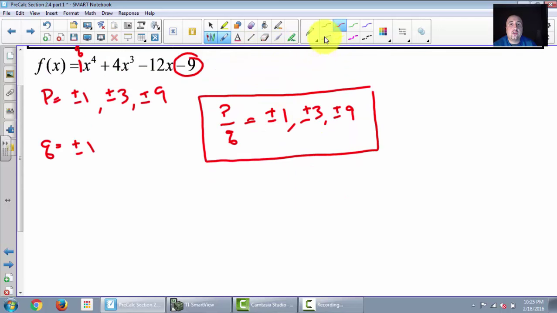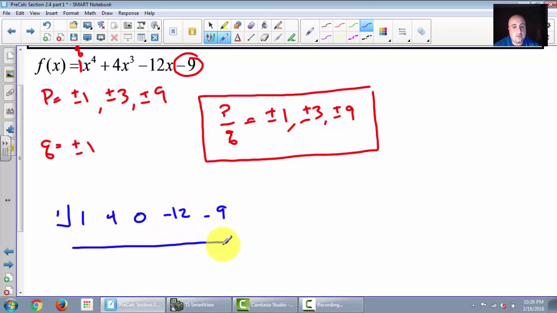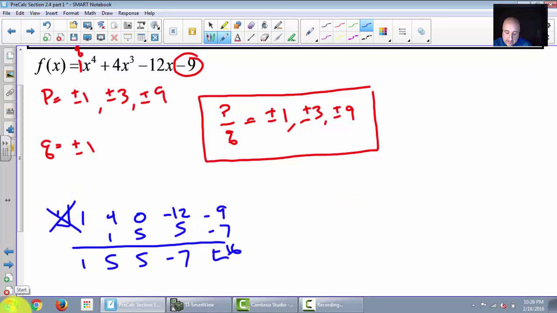Okay, so we're going to try 1. We always start with the lower numbers. So we're going to try 1 here. Our coefficients are 1, 4, 0, negative 12, negative 9. Okay, we're going to see which one works. Bring down the 1, multiply, I get 1, add, I get 5, multiply, I get 5, add, I get 5, multiply, I get 5, negative 7, negative 7, negative 16. Okay, definitely does not work. I can cross off 1. 1 does not work.